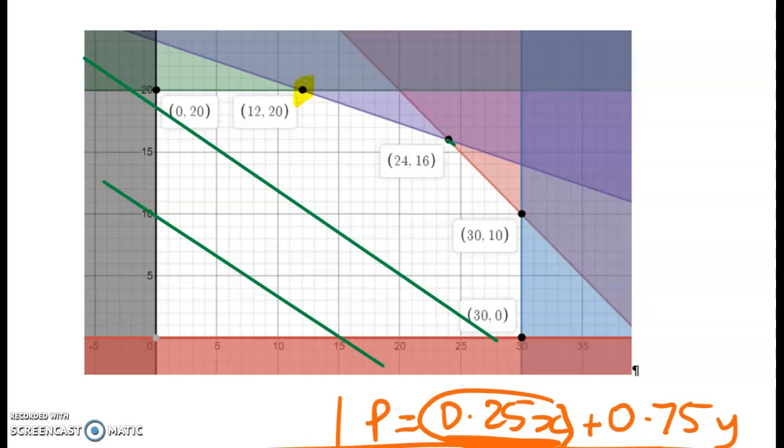So we know they're making $18 of profit here, and they're making $18 of profit here. But that's happening because the gradient of my new profit function is the same as the gradient of this constraint here. So what that means is that anywhere on that line segment that is an integer combination is going to give me $18 of profit.